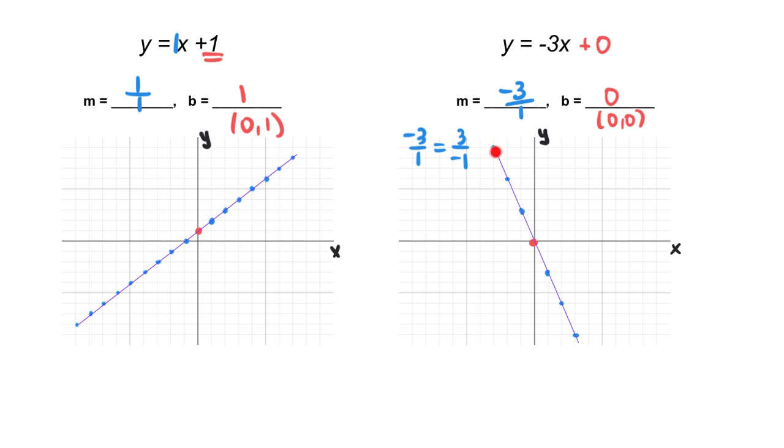And again, a quick double check. I am falling as I go from left to right on my graph, and so that means it's a negative slope. And I see that I should have a negative slope.